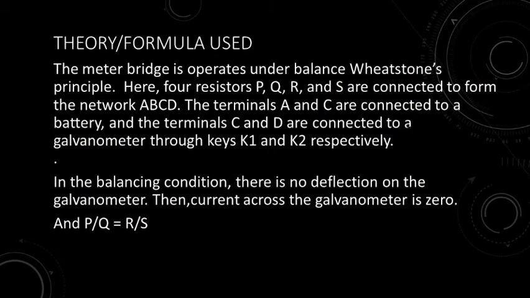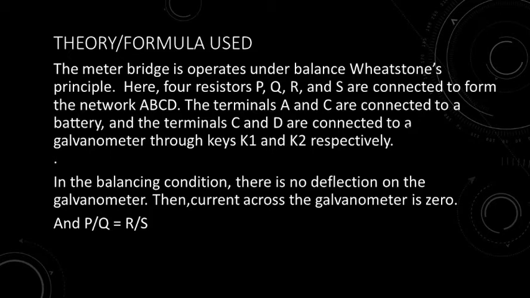The meter bridge is based on the balanced Wheatstone bridge principle. In a meter bridge, four resistors P, Q, R and S are connected along with a galvanometer. When the galvanometer shows zero deflection, the null point is obtained. This is called the balanced condition, and the length is called the balancing length.